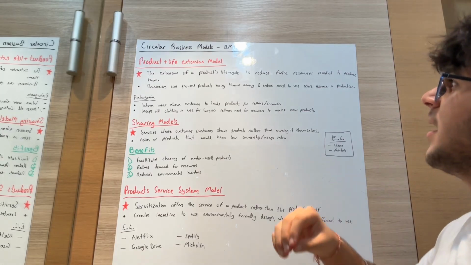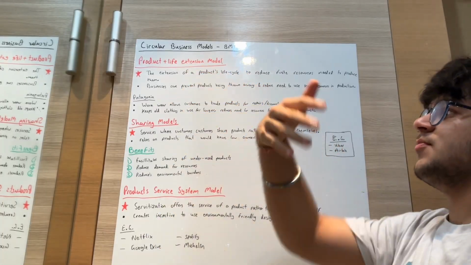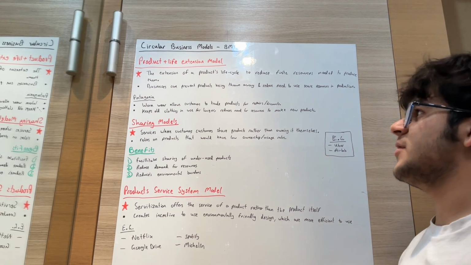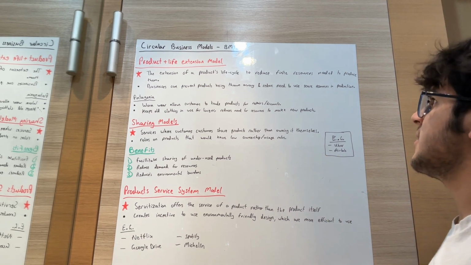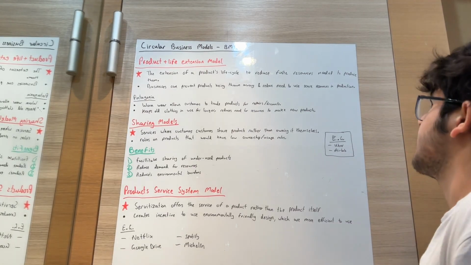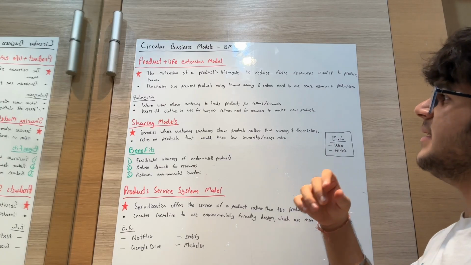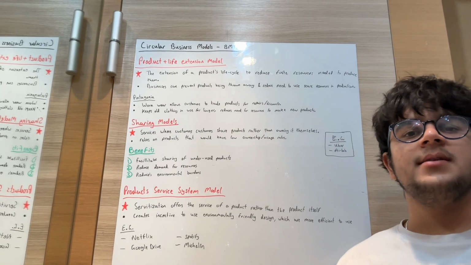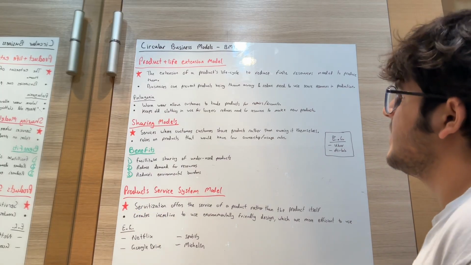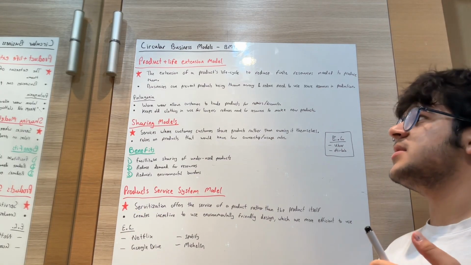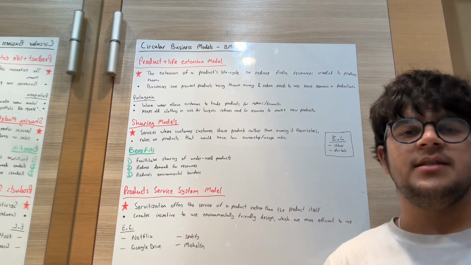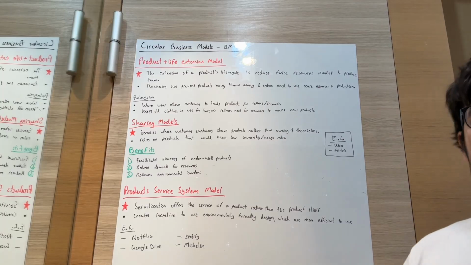Okay, so now we have the product plus life extension model. It can be said either way. This product life extension model is the extension of a product's life cycle to reduce the finite resources needed to actually produce these products. So you extend a product's life cycle, so you have to use fewer resources to make the product again. This is good because businesses can prevent products being thrown away, and they can also reduce the need to use scarce resources in production.